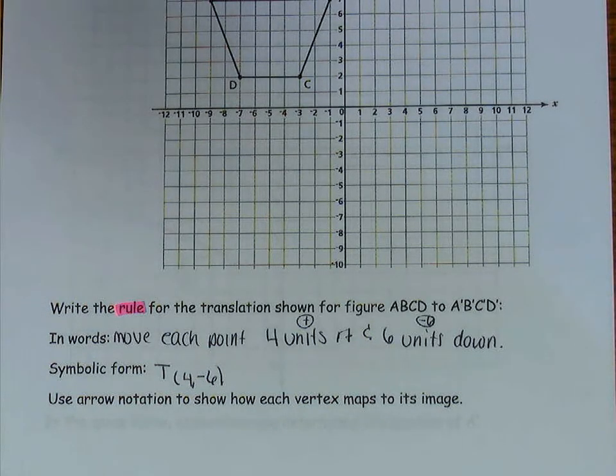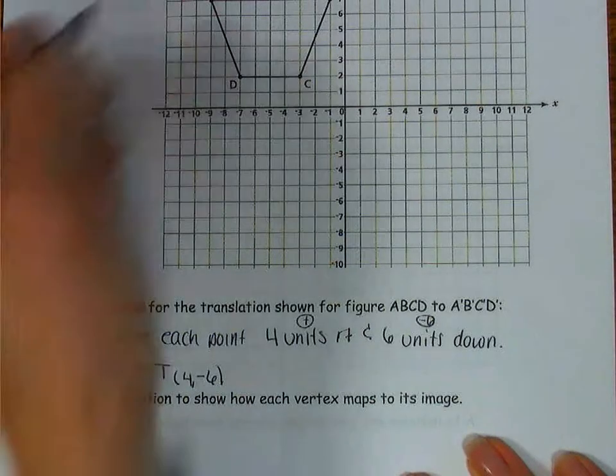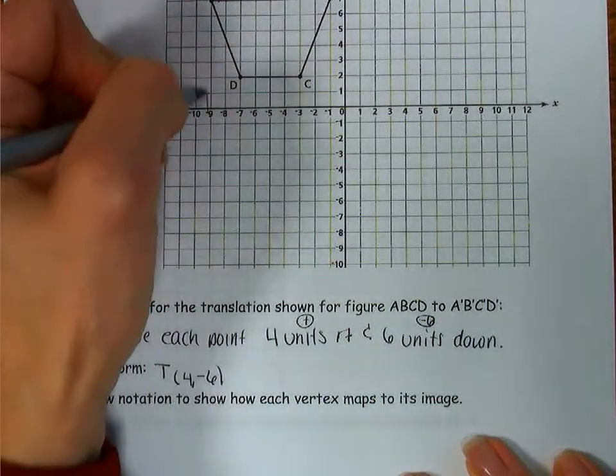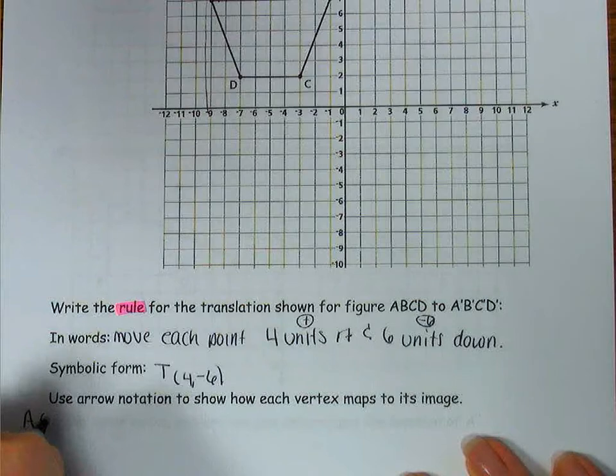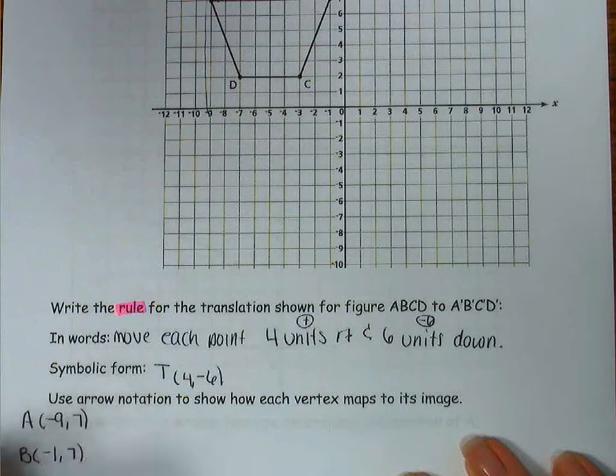Now I'm going to use arrow notation to show how each vertex maps to its image. So let's start by finding the coordinates. Write down all the coordinates first. A is negative 9, positive 7. B is negative 1, positive 7. C is negative 3, 2. And D is negative 7, 2.